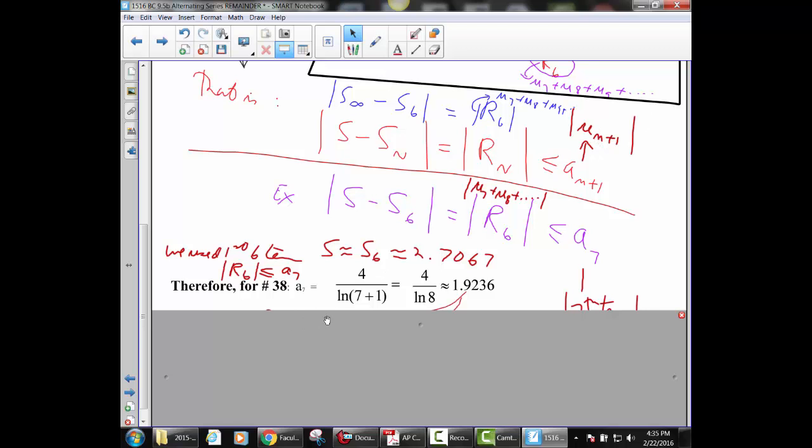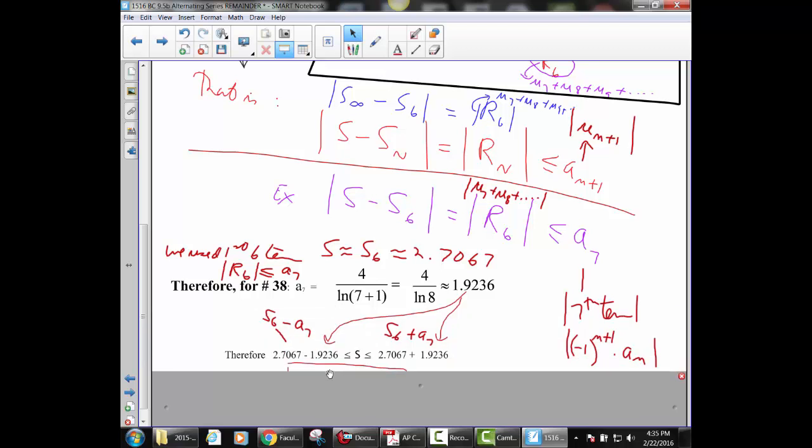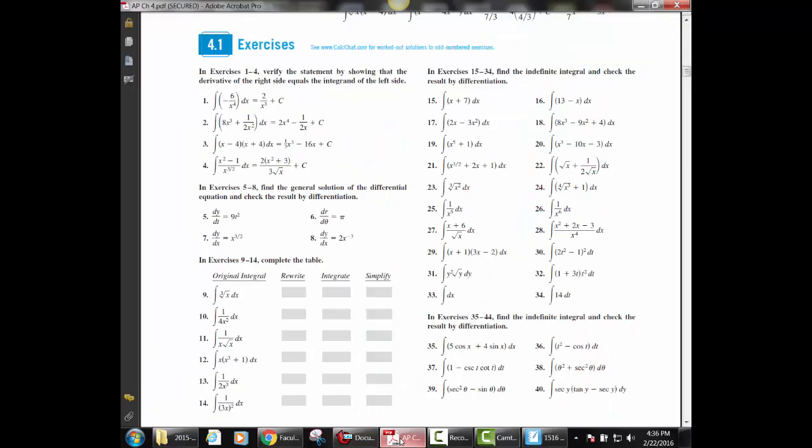Okay, so if you look at something like number 37, it turns out that S is approximately S6, and we use the first 6 terms to evaluate. I'm not showing you that here, but if I took this question and just wrote out the first 6 terms and added them together, I would get this approximation. Now, because I use the first 6 terms, the absolute value of the remainder of those 6 terms is less than or equal to the absolute value of the 7th term, or A7. So what is A7 in number 38? And let's have a look at number 38.